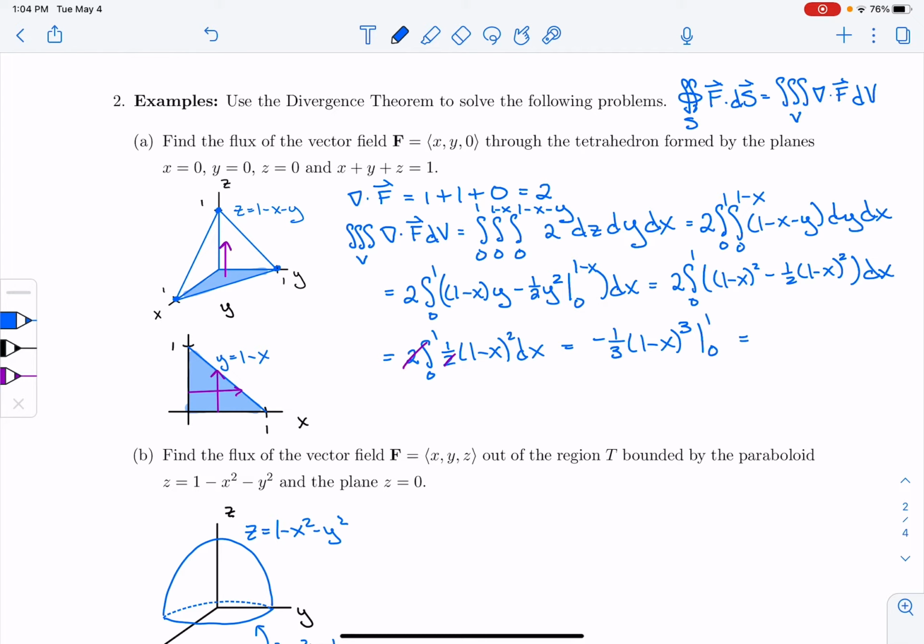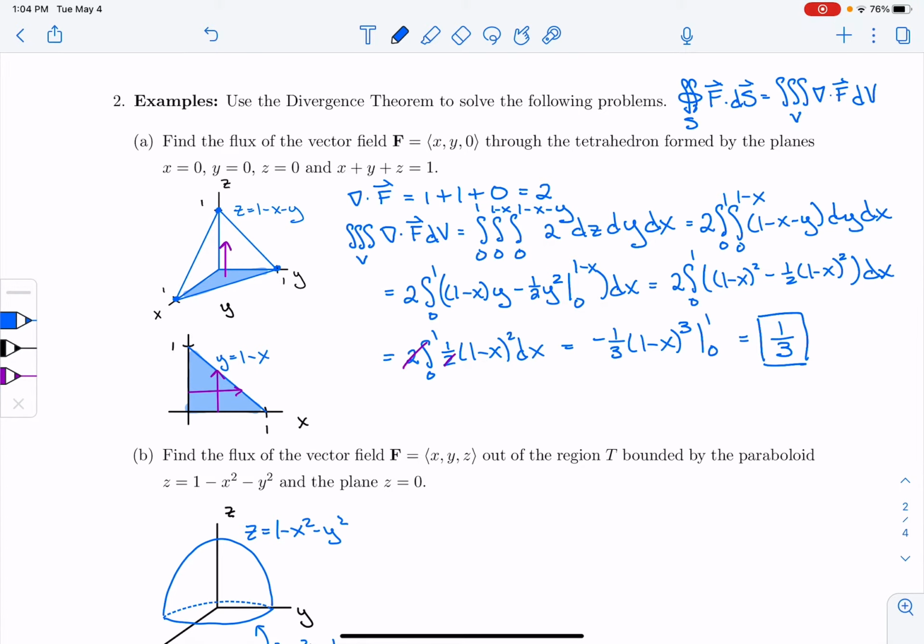Substituting in 1 will give me 0. And then I'm going to add 1/3 times 1 when I substitute in 0. Okay, and so the flux is actually equal to 1/3. So that actually ended up being a much simpler integral to do than the 4 surface integrals that we did in a previous video.